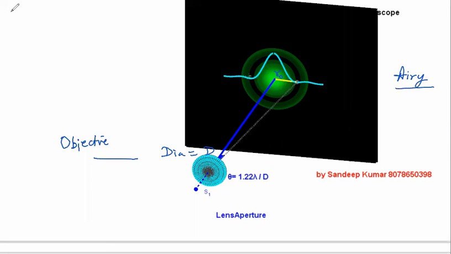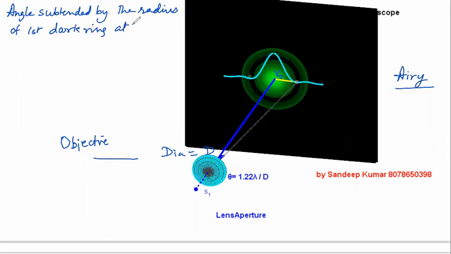So I repeat, the angle subtended by the radius of the first dark ring at the aperture center, or just in short, aperture, is theta, which is given by 1.22 lambda upon d, where lambda is the wavelength of the monochromatic light and d is the diameter of the lens.